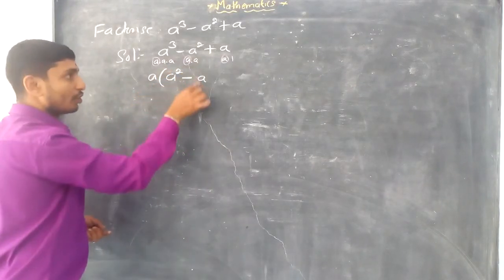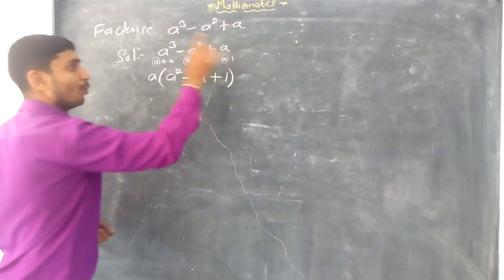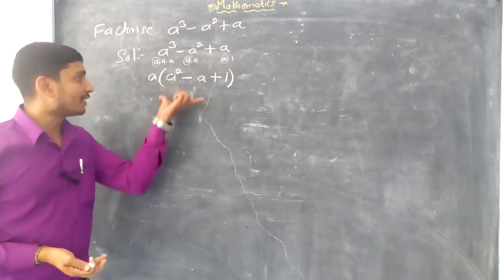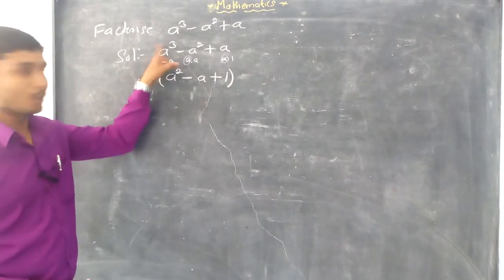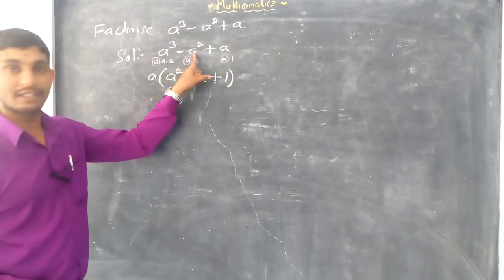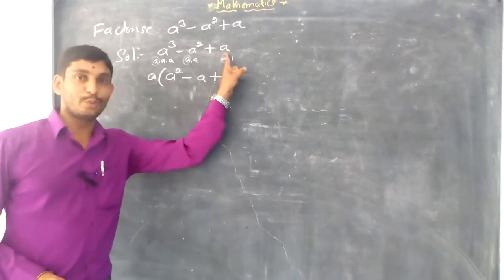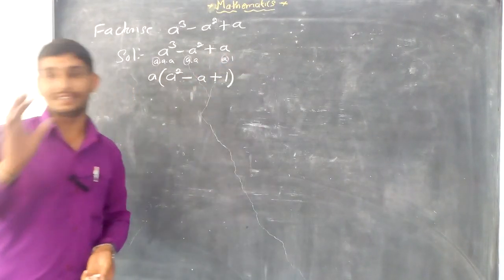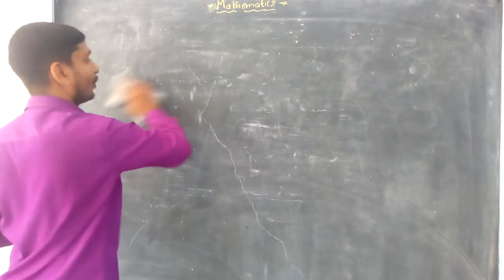You have to write plus, the right plus. You have taken a outside. What remains? 1 remains. Yes, it is the complete factorization. You can verify: a into a square is a cube, plus into minus is minus. A into a is a square, plus into plus is plus. 1 into a is a only. That means our answer is right, and the answer is correct. Hope you understood how to factorize.